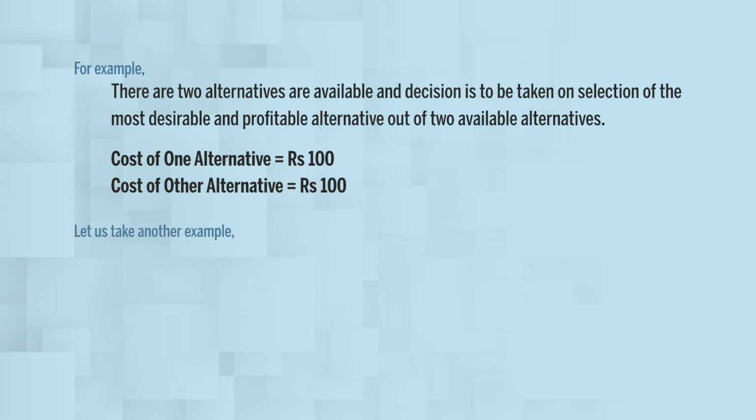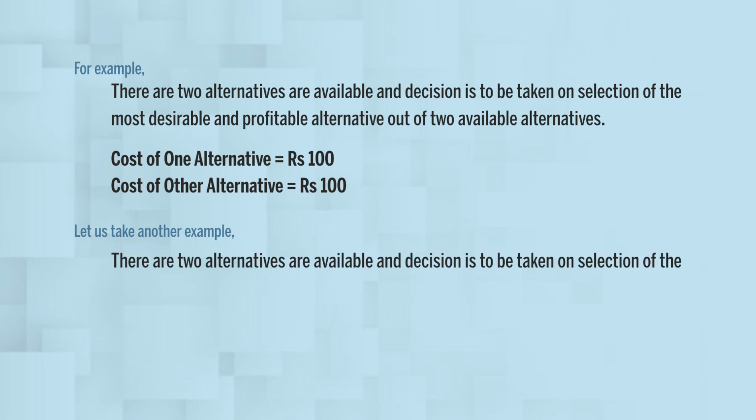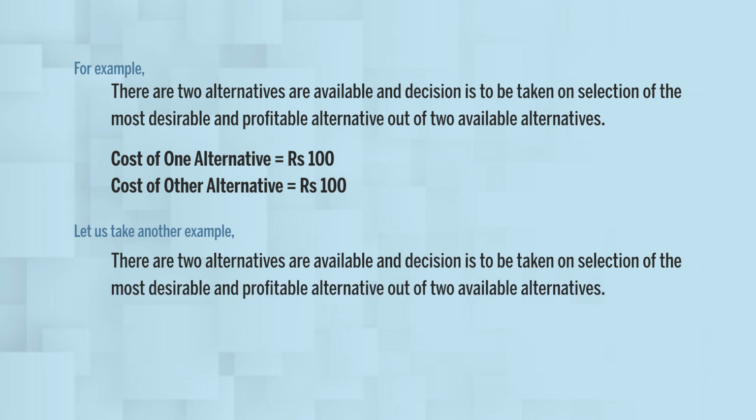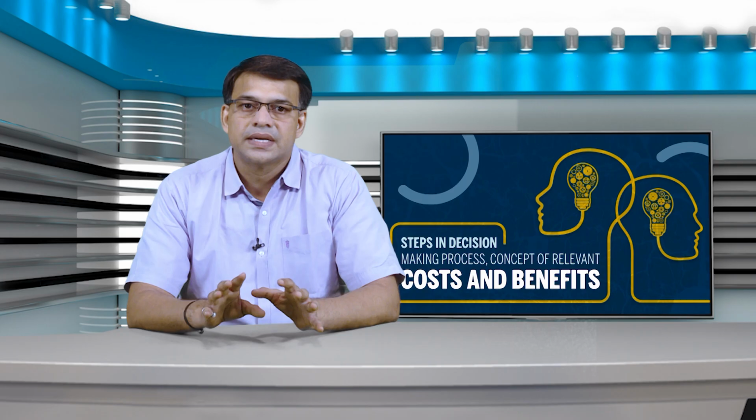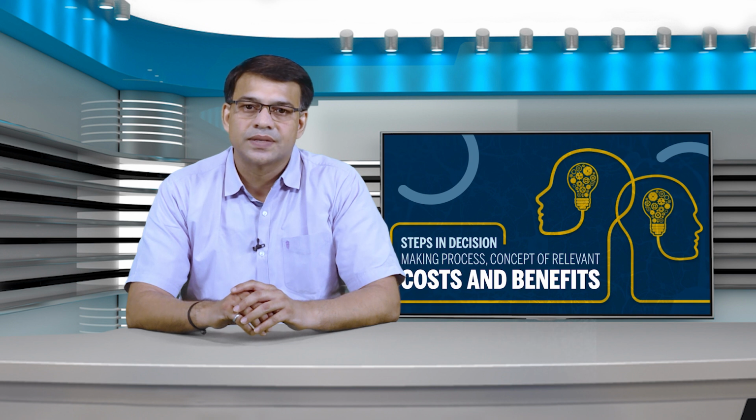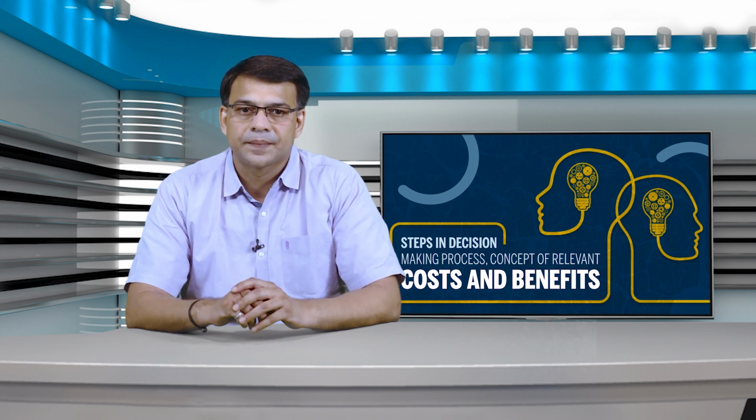Let us take another example. There are two alternatives available and a decision is to be taken on selection of the most desirable and profitable alternative out of the two available alternatives. Cost of one alternative is rupees 100, cost of the other alternative is rupees 150. In this example, different costs are incurred for both the alternatives and therefore they are relevant for decision making.